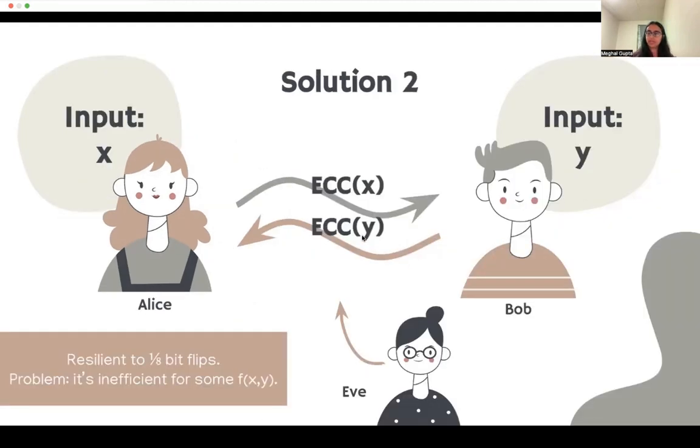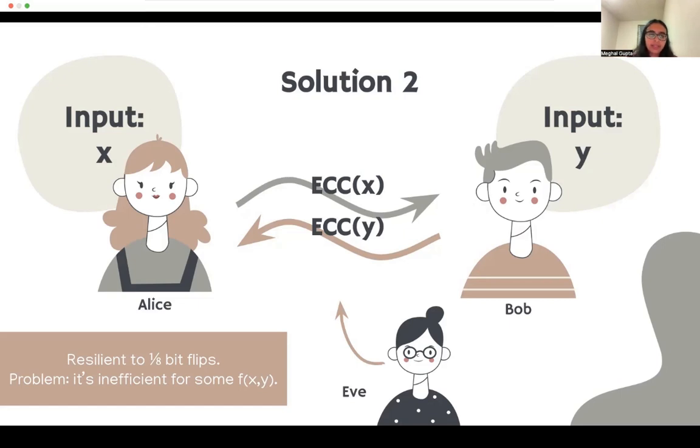The second solution, which actually kind of works in a very fake way, is Alice sends ECC(X) to Bob, and then Bob sends ECC(Y) to Alice. So this is resilient to 1/8 bit flips. What I mean by that is the following.